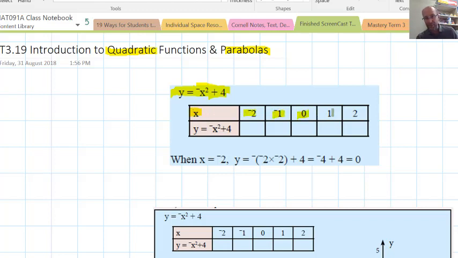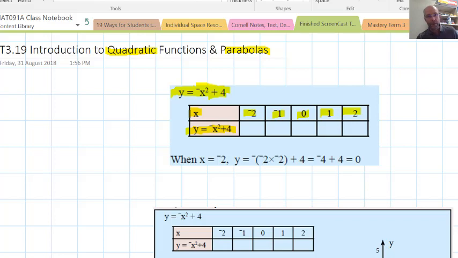Usually we pick fairly straightforward, fairly small numbers. And sometimes it's good to look at either side of 0. So they've got -2, -1, 0, 1, and 2 there for x. x is what we put in. And we've got the rule here. This is y. So we've got -x squared plus 4.